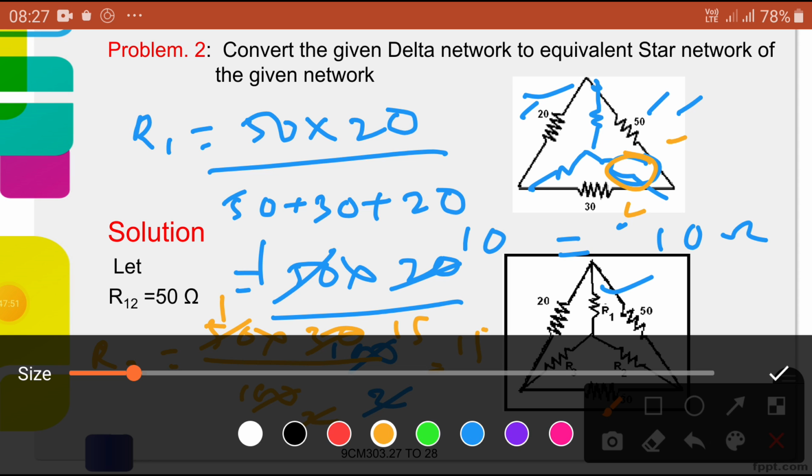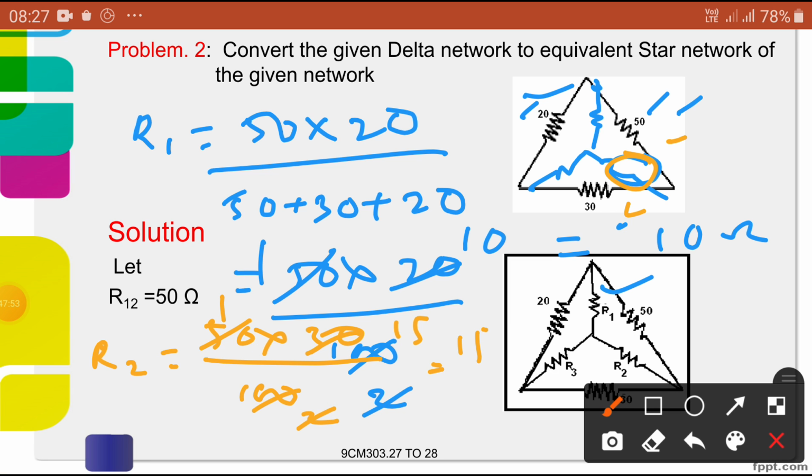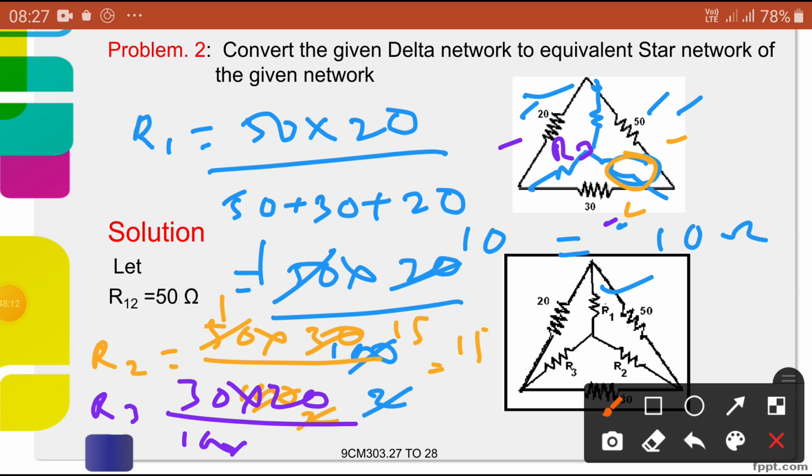Now I want another value, R3. Write R3 equal to, same denominator 100, and here 30 into 20, divided by 100. 3 twos are 6. This is the value. So simply we got all the values: R1 is equal to 10 ohms, R2 is equal to 15 ohms, R3 is equal to 6 ohms. Simple substitution, the equivalent values were calculated.